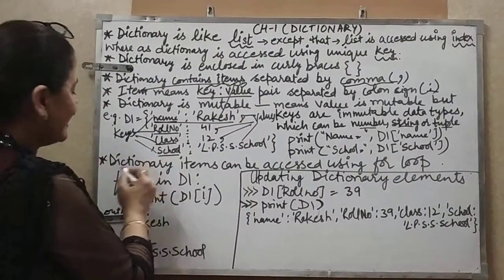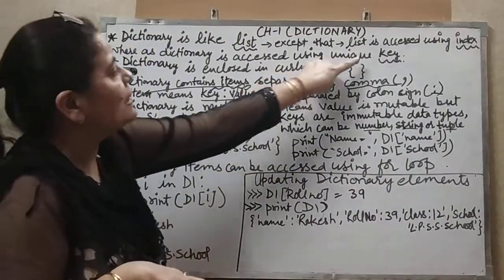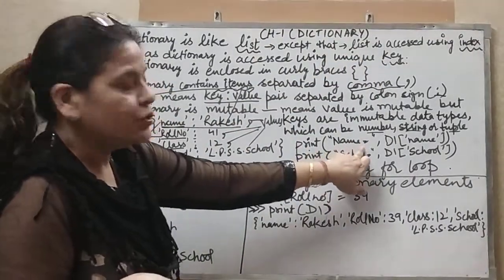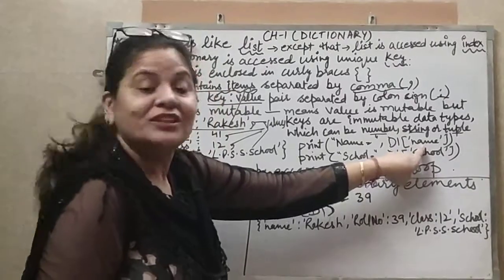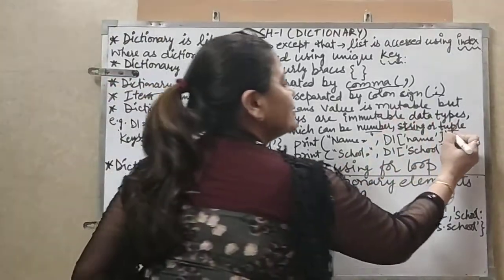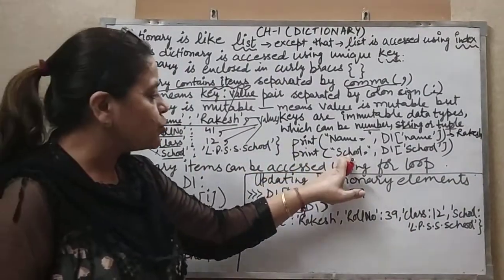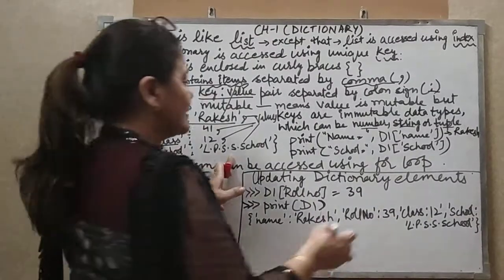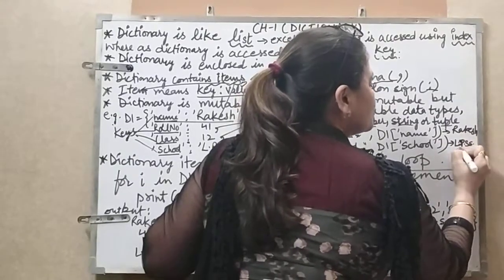Fine. Now we say that the value of your dictionary can be accessed using a unique key. How can it be accessed? By writing print name is equal to D1, that is the dictionary name. Within square brackets, I have mentioned the name of the key, where the name key contains the value Rakesh. So this will return the value as Rakesh. And if I say school is equal to D1 school, then it will return the value LPS school.